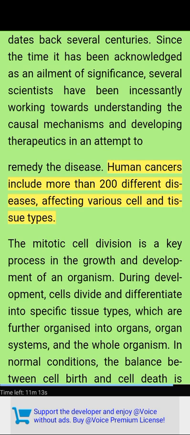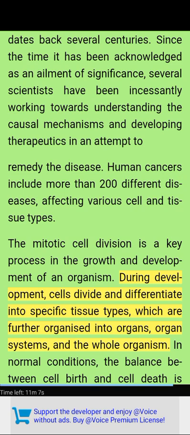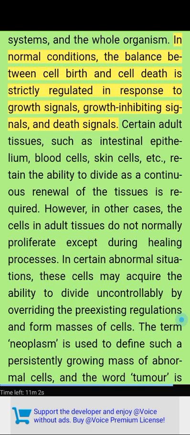Human cancers include more than 200 different diseases, affecting various cell and tissue types. The mitotic cell division is a key process in the growth and development of an organism. During development, cells divide and differentiate into specific tissue types, which are further organized into organs, organ systems, and the whole organism. In normal conditions, the balance between cell birth and cell death is strictly regulated in response to growth signals, growth-inhibiting signals, and death signals.